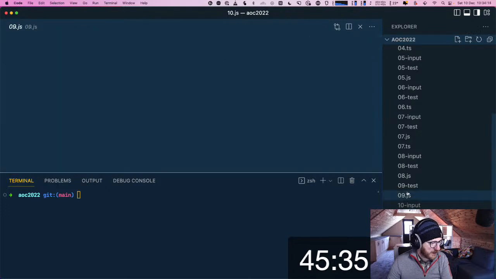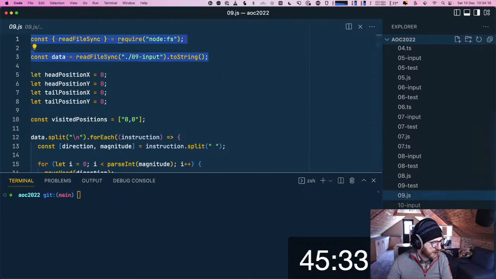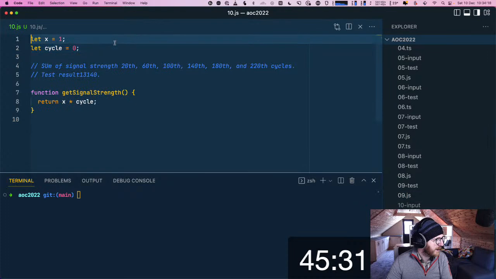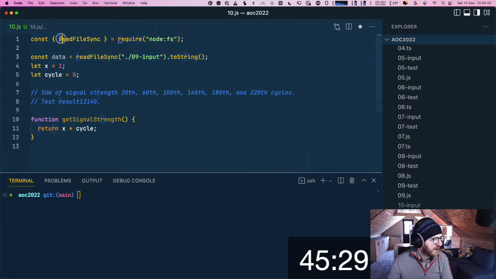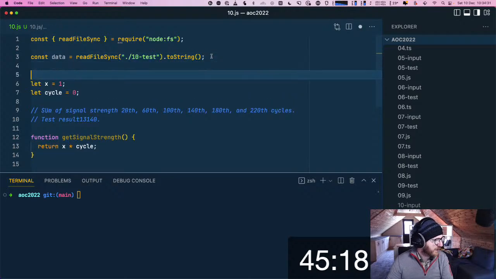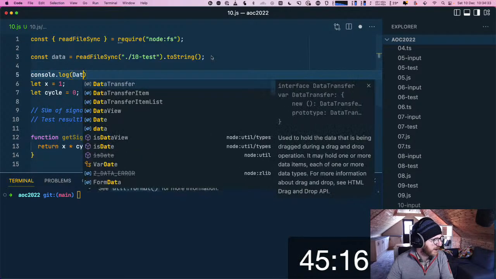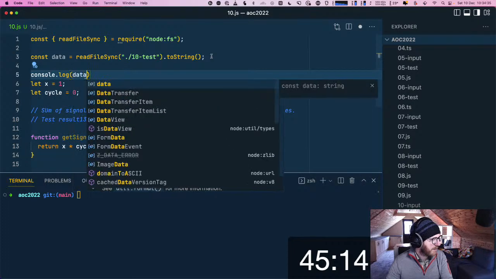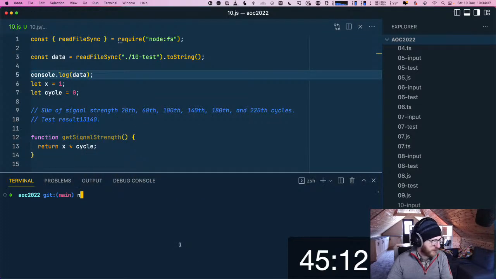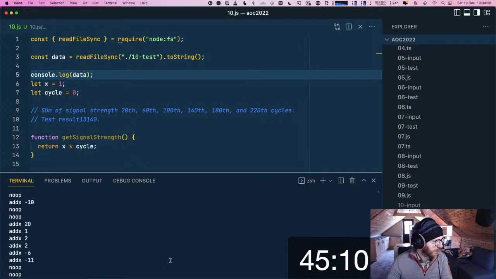Okie doke. So let's get our data. We'll just use the same code. All I'm doing is using readFileSync from Node.js, which is literally just reading the file synchronously before it does anything else. And then I'm using the day 10 test data, and then I will just console log the data to make sure that I am reading the right thing. So node 10. Cool. Alrighty.